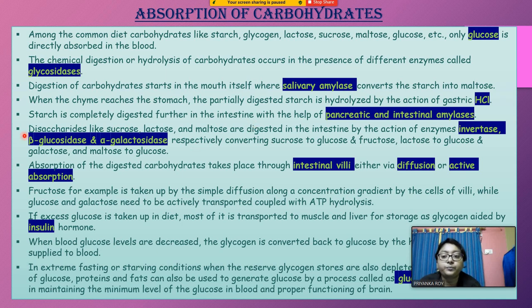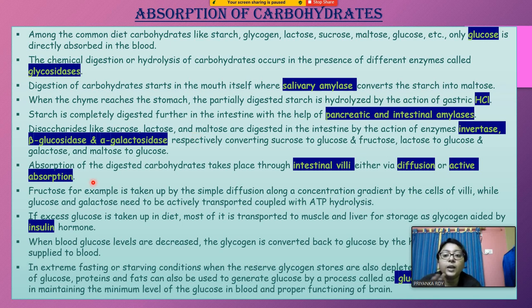Now, disaccharides like sucrose, lactose, and maltose are digested in the intestine by the action of various enzymes called invertase, beta glucosidase, and alpha glucosidase respectively. They convert sucrose to glucose and fructose, lactose to glucose and galactose, and maltose to 2 glucose molecules.